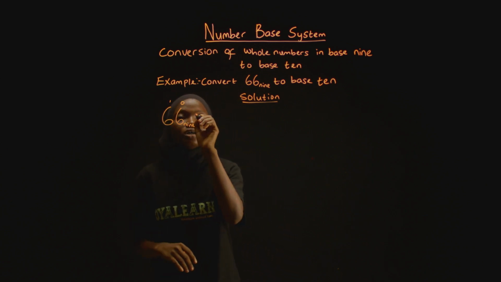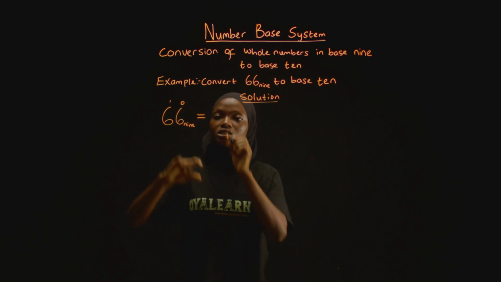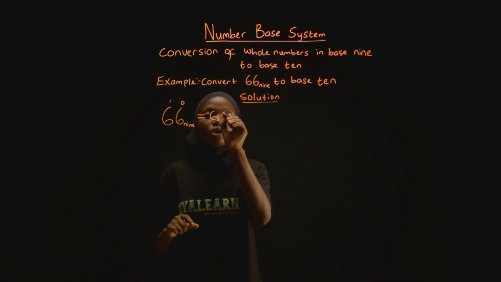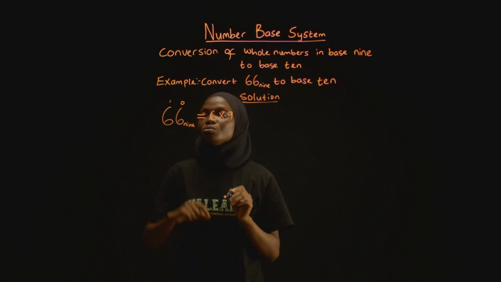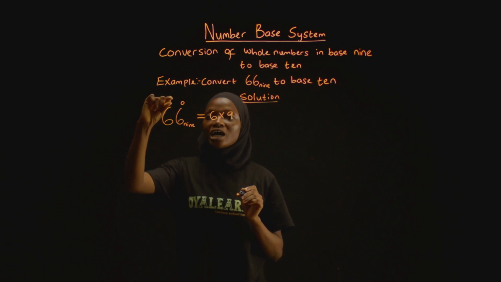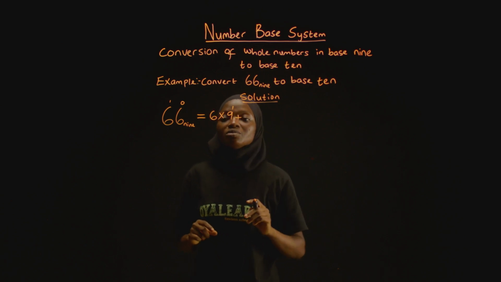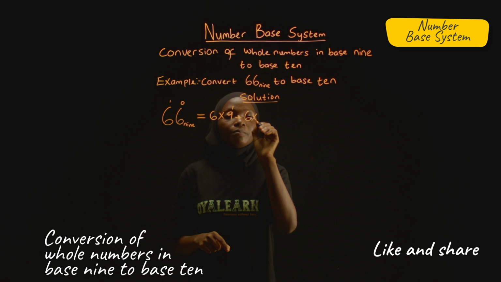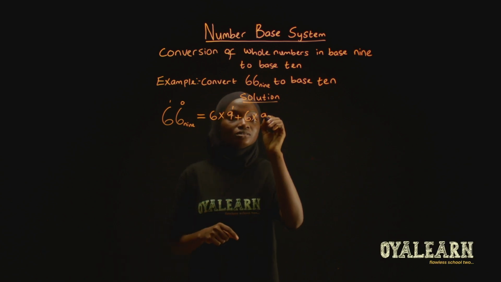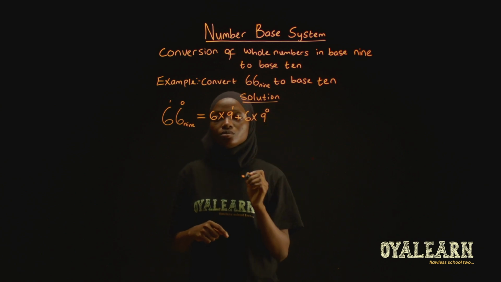And the next step is to take the first digit, 6, multiplied by the base, 9, raised to the power of the numbering we have for that digit, which is 1, plus, we do the same thing for the next digit, 6, multiplied by the base, 9, raised to the power of the numbering, 0.